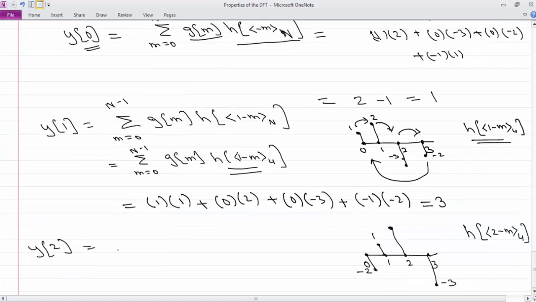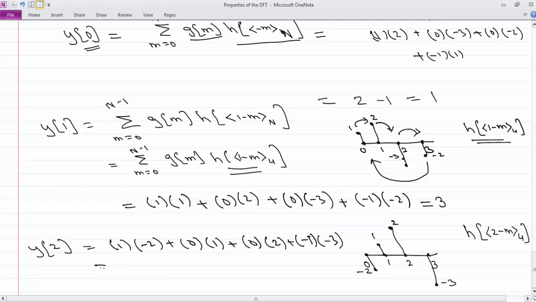And the value I get is 1 times minus 2 plus 0 times 1 plus 0 times 2 plus minus 1 times minus 3. So that's minus 2 plus 3. So that's 1. Okay.